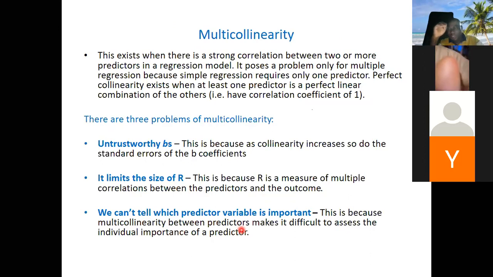Multicollinearity. I want to explain multicollinearity. This exists when there is a strong correlation between two or more predictors in a regression model.